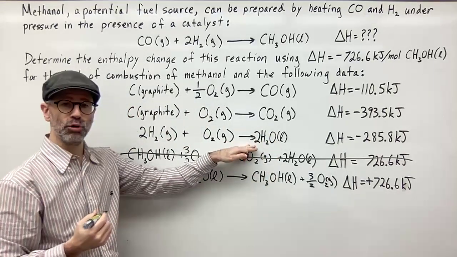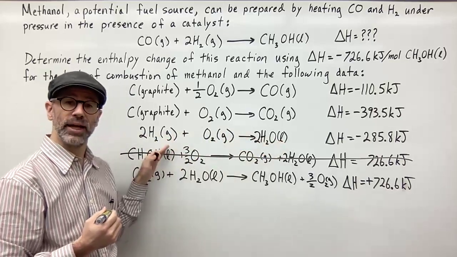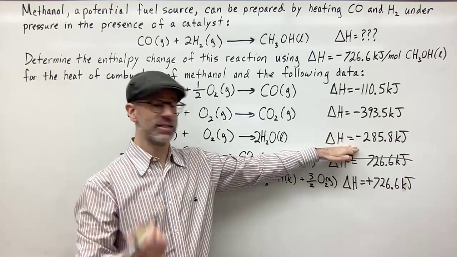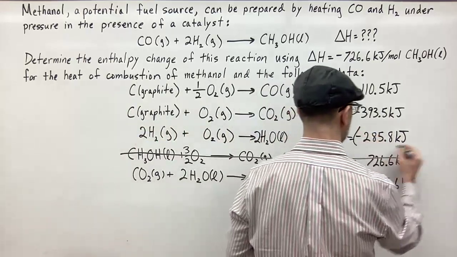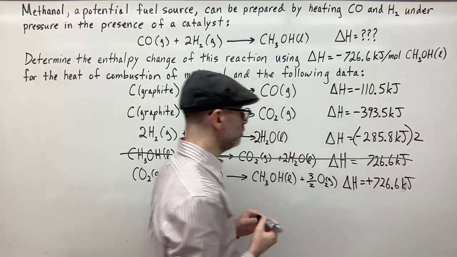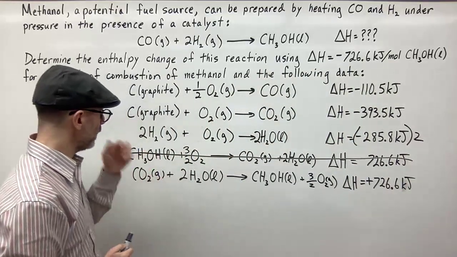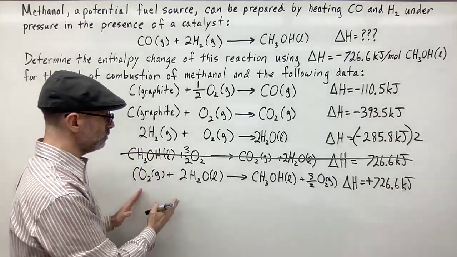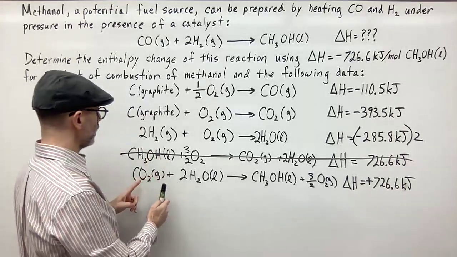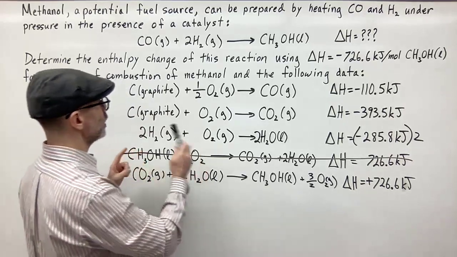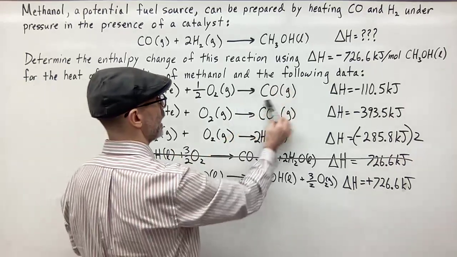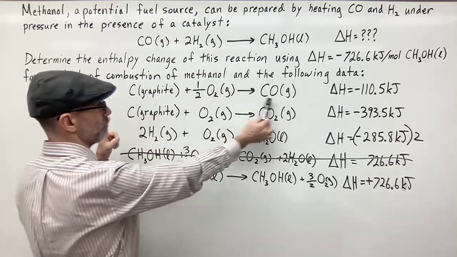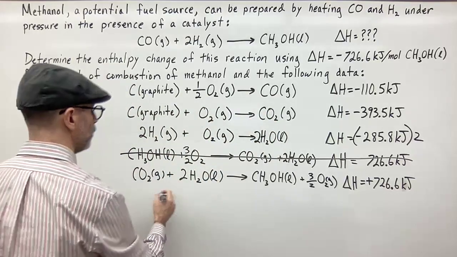And again, remember the rule is if I multiply my equation by a factor, I have to multiply the enthalpy of that reaction by the same factor. So this is going to be multiplied by 2. Okay, so now I have hydrogen on the same side, so that's good. Now notice I have carbon monoxide on this side here, but I want it on the reactant side. So I'm going to have to flip this equation. I'm going to flip it down here.